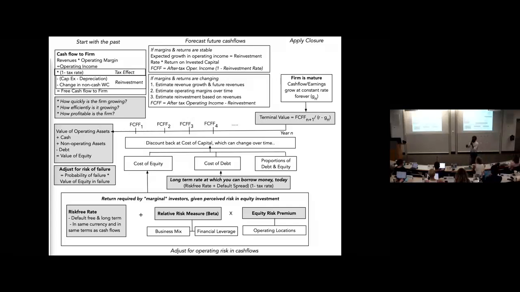Change in working capital measures what you're investing in short-term assets. Why do you have to do it? Because in some businesses, that's what you've got to reinvest in to grow, is whatever you're putting into working capital.